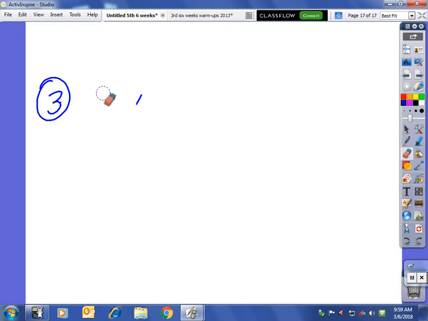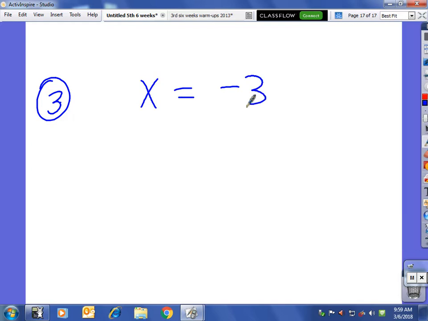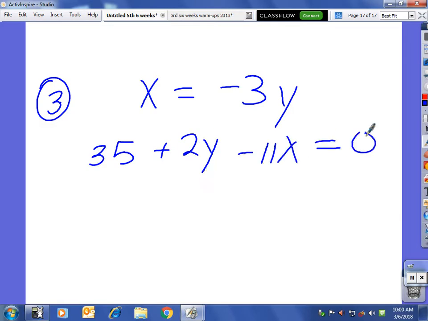Let me change that. X equals negative 3y. Sorry, just stick a negative sign in it. Calm down. X equals negative 3y. And 35 plus 2y minus 11x equals 0.